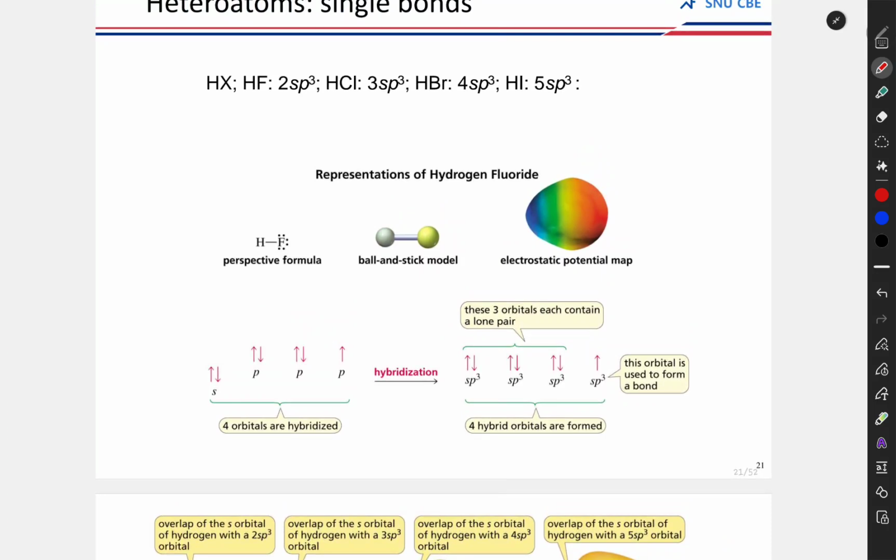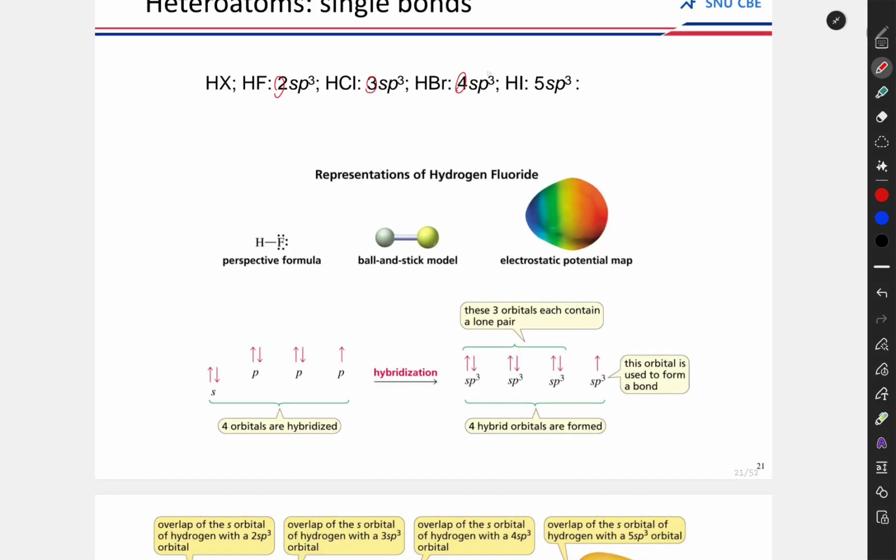Okay? So again, for the single bond between this hydrogen and halide, you can use the sp3 hybridization model for this halide. So this single bond can be described as the interaction between 1s and sp3 hybridized orbitals. For the fluoride, you need to invoke 2 sp3 hybridized orbitals. For the chloride, hydrogen chloride, you need to invoke 3 sp3 hybridized orbitals. And for bromide and iodide, you can increase up the number. The size will vary.